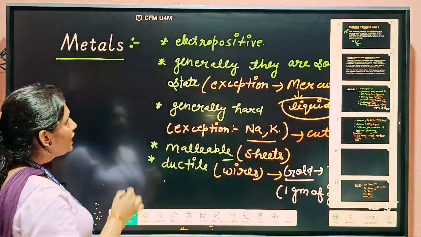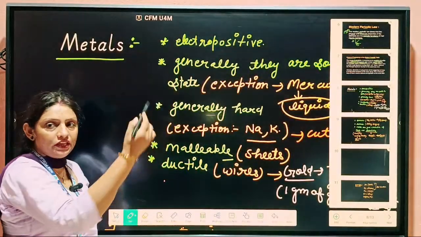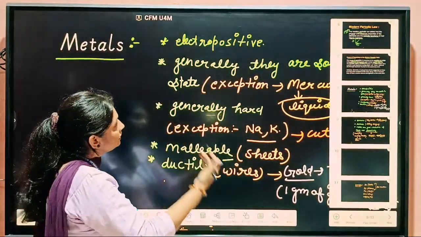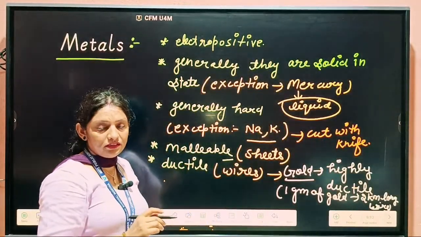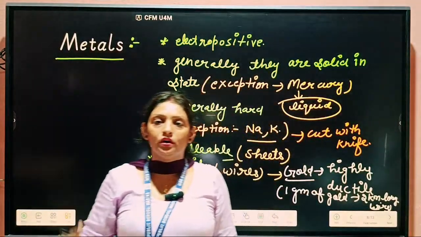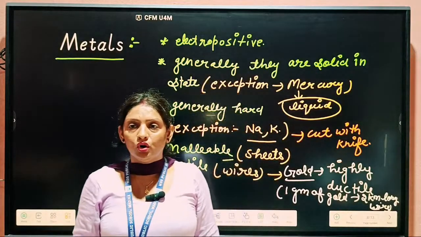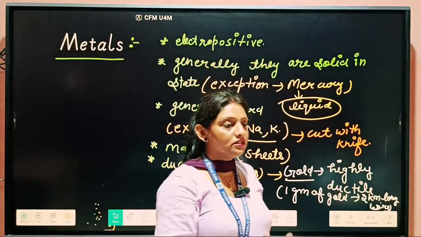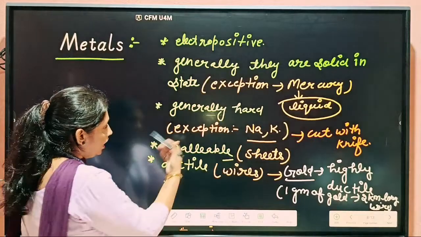So students, these are the properties of metals. First, metals are electropositive, meaning they have a tendency to lose electrons. Second, they are generally solid in state. You have seen a number of metals in our surroundings like gold, silver, zinc, copper, aluminium, and some others. All are solid in state. But mercury is the metal which exists in liquid state even at room temperature.